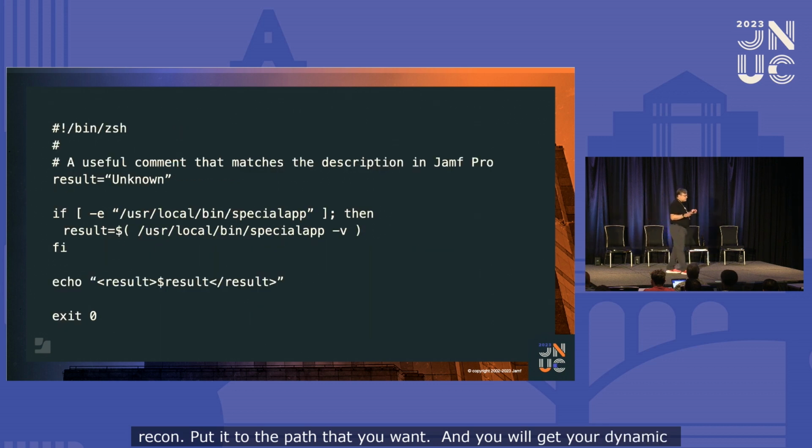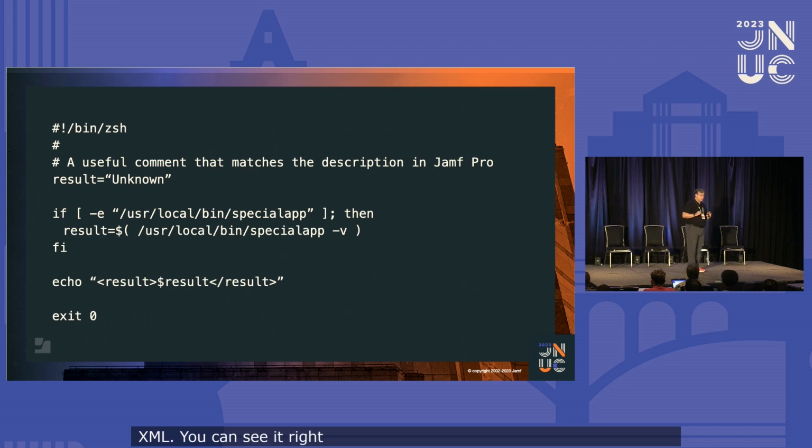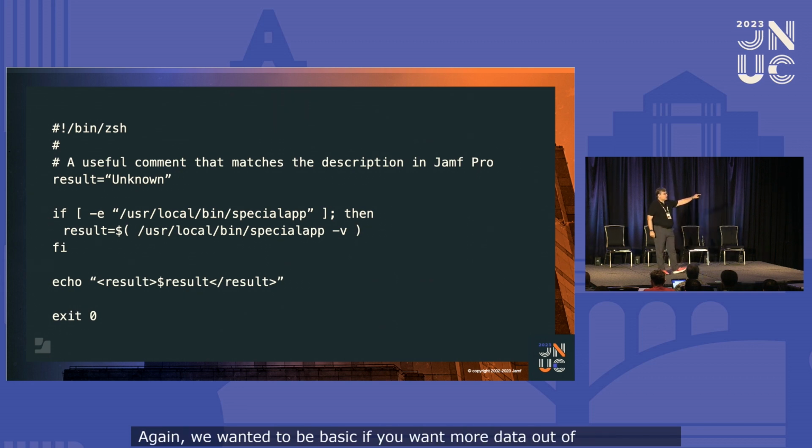All right, here's a basic script pattern. Again, you want it to be basic. If you want more data out of it, ask for more data. So at the top, you're going to define what shell you're going to use. I like Z shell. That's what Apple has gone to. They're going to continue development with it.